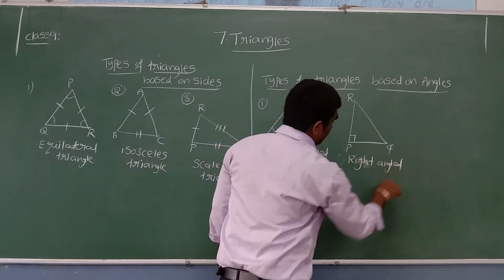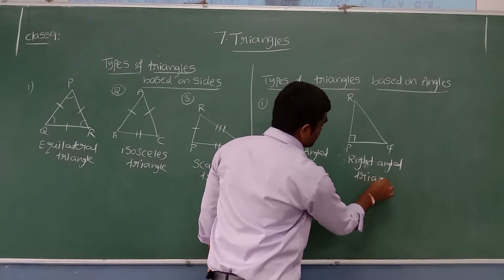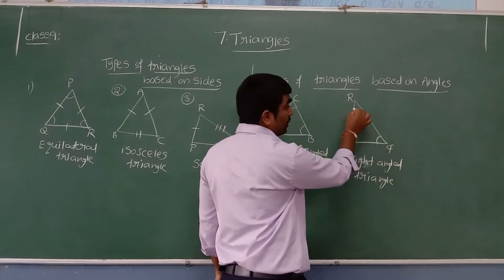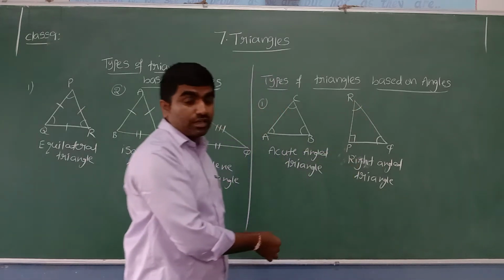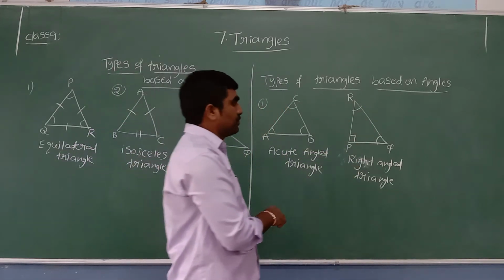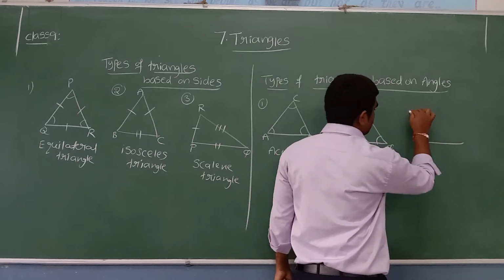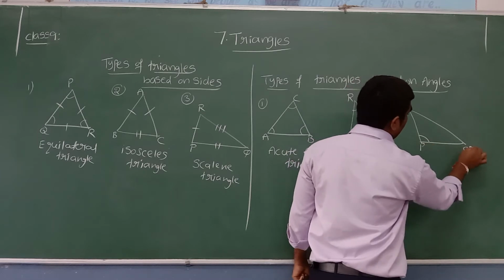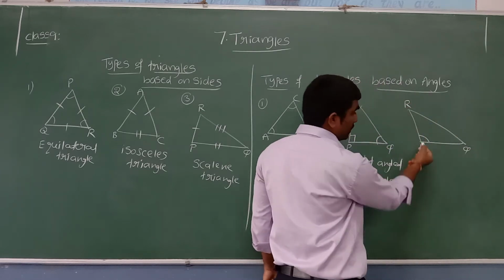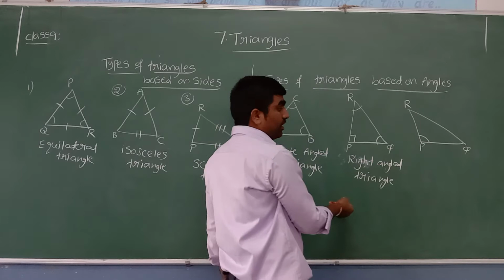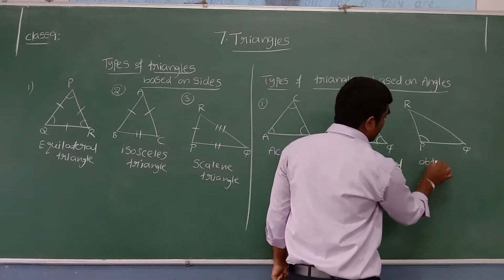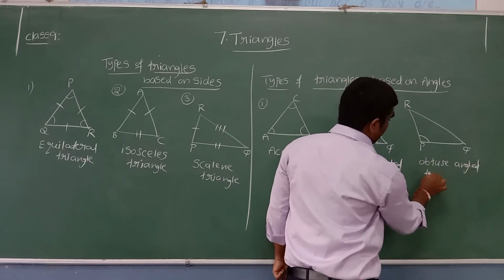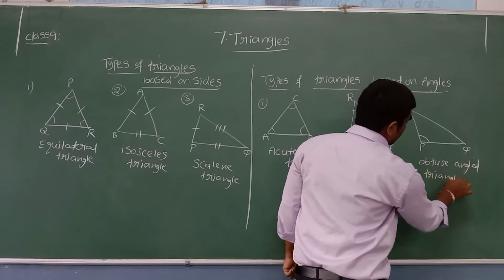Right angle triangle. One of the angles is 90 degrees, it is called right angle triangle. In the case of a right angle triangle, the other two angles must be acute angles. In a triangle, at most one right angle is possible. So let me take one more. Yes, so what can you say about this angle? It is called obtuse angle, between 90 degrees and 180 degrees. So one of the angles is an obtuse angle, it is called obtuse angle triangle.